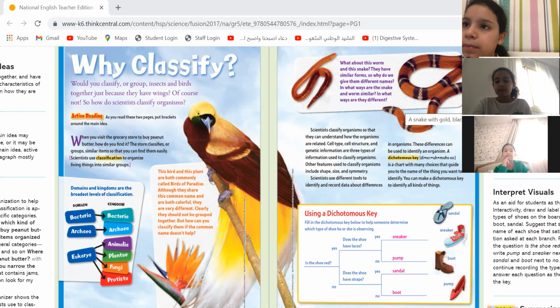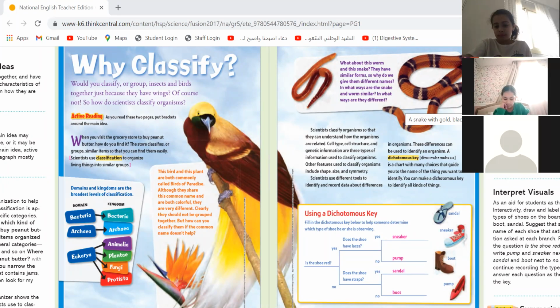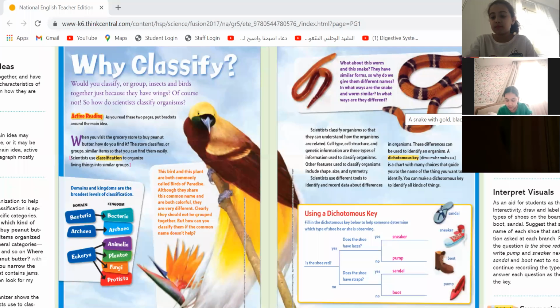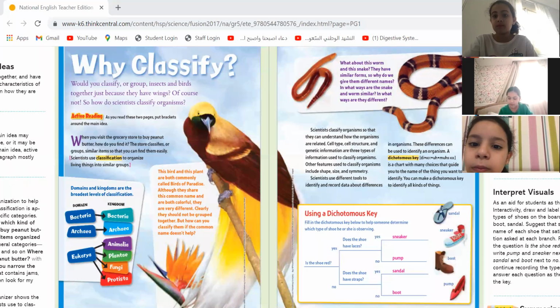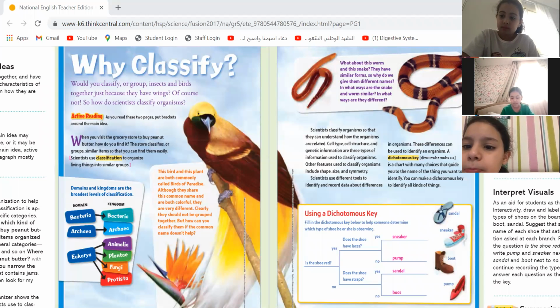Now find the word dichotomous key. Miss, I found it. Okay, Jenna, tell me, what does it mean? Dichotomous key is a chart with many choices that give you the name of the thing you want to identify. Excellent. Very good.